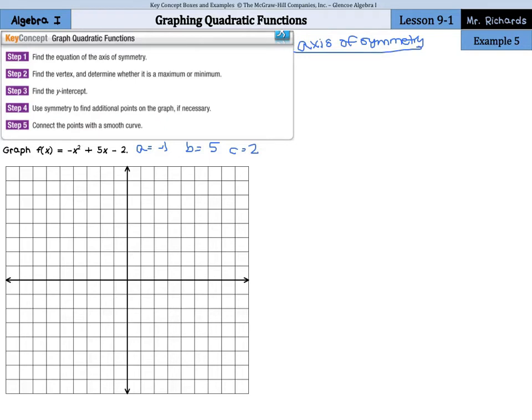And we will once again use the formula x equals negative b over 2a. So b is 5, and I can write that as negative 5 over 2 times negative 1, which is negative 5 over negative 2. A negative divided by a negative is positive 5 halves, which is the same thing as 2.5, 2 5/10. And so that'll be my axis of symmetry, which I can draw on my graph right now at 2.5.